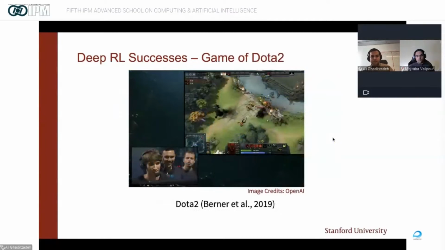Another interesting success of deep reinforcement learning is the work done by OpenAI to play the game of Dota 2. This game is much more complicated than the Atari games, and they showed that they can beat human champions in the game. Based on self-play, the agent can learn more and more and improve its skills to play these kinds of games over time.